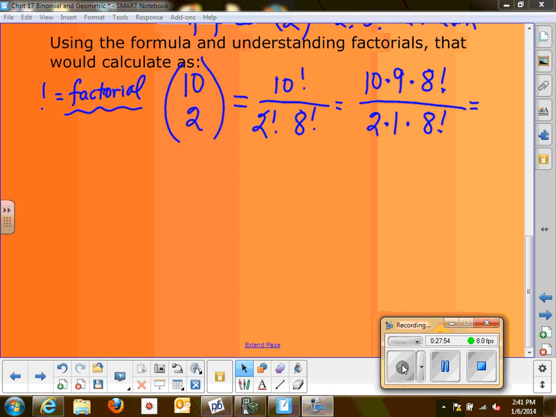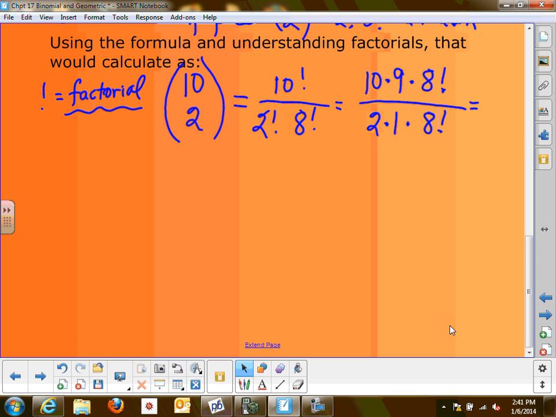Okay, notice I took a little shortcut in how I wrote this, and I did not write it all out down to the bitter end. I stopped at 8 factorial because I knew all of that 8 factorial is going to cancel with the 8 factorial on the bottom. So I have 90 divided by 2, which is how many combinations? 45. Man, I'm glad that I did not have to write all of that out.